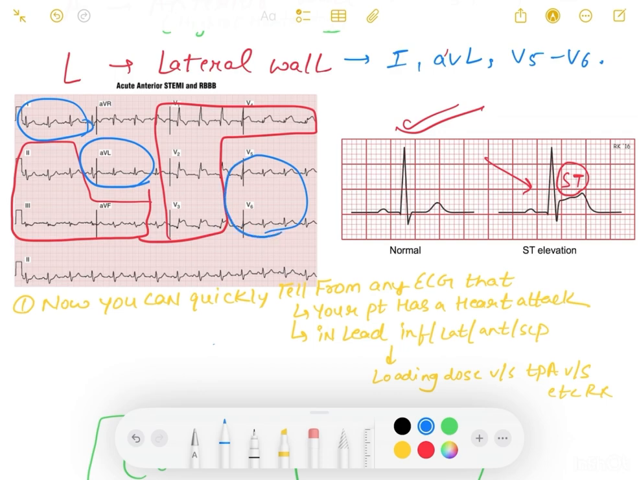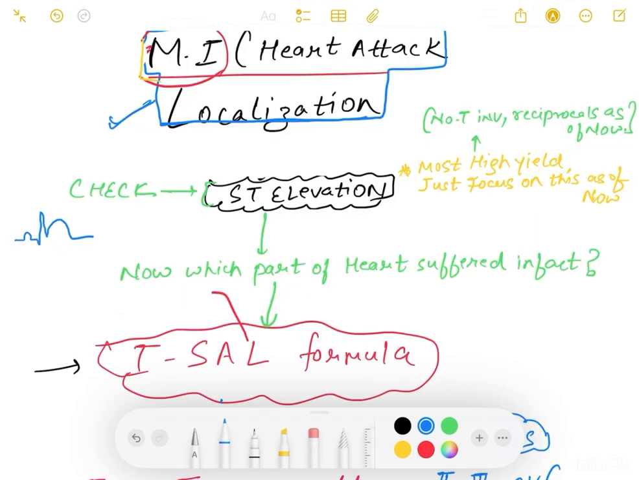Okay, so first mark this. This is lateral wall. It will make your life easy. And after that, whatever is remaining, this is inferior wall and this is anterior wall. As simple as that. From now on, you can diagnose an MI on the ECG very easily. So to know about the heart attack, you first have to check the ST elevation, and after that which part of the heart is suffering.